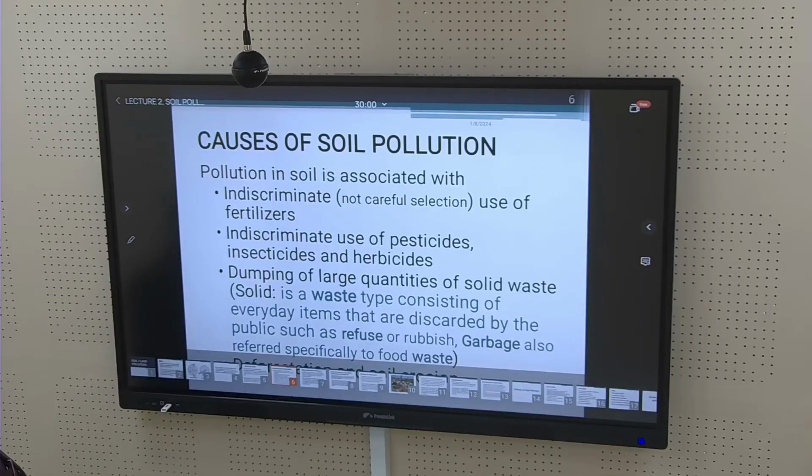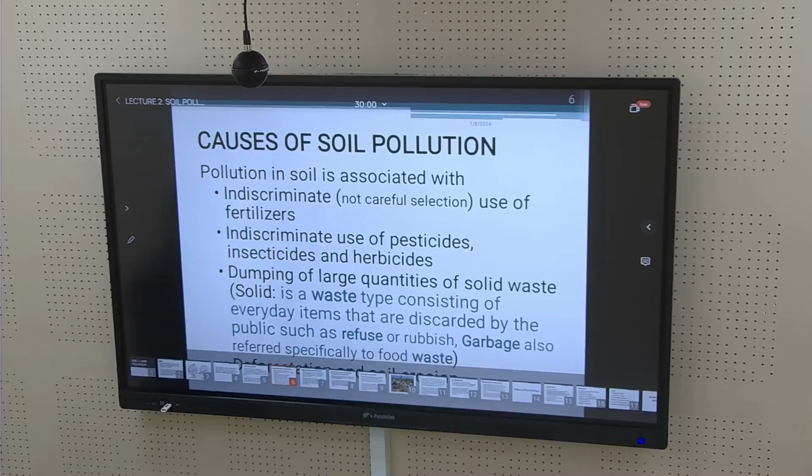Pollution in soil is associated with indiscriminate, that is not carefully selected. If we cannot select wisely fertilizer, that is termed as indiscriminate. Also, indiscriminate use of pesticide, insecticide, and herbicides, or dumping of large quantities of solid waste.